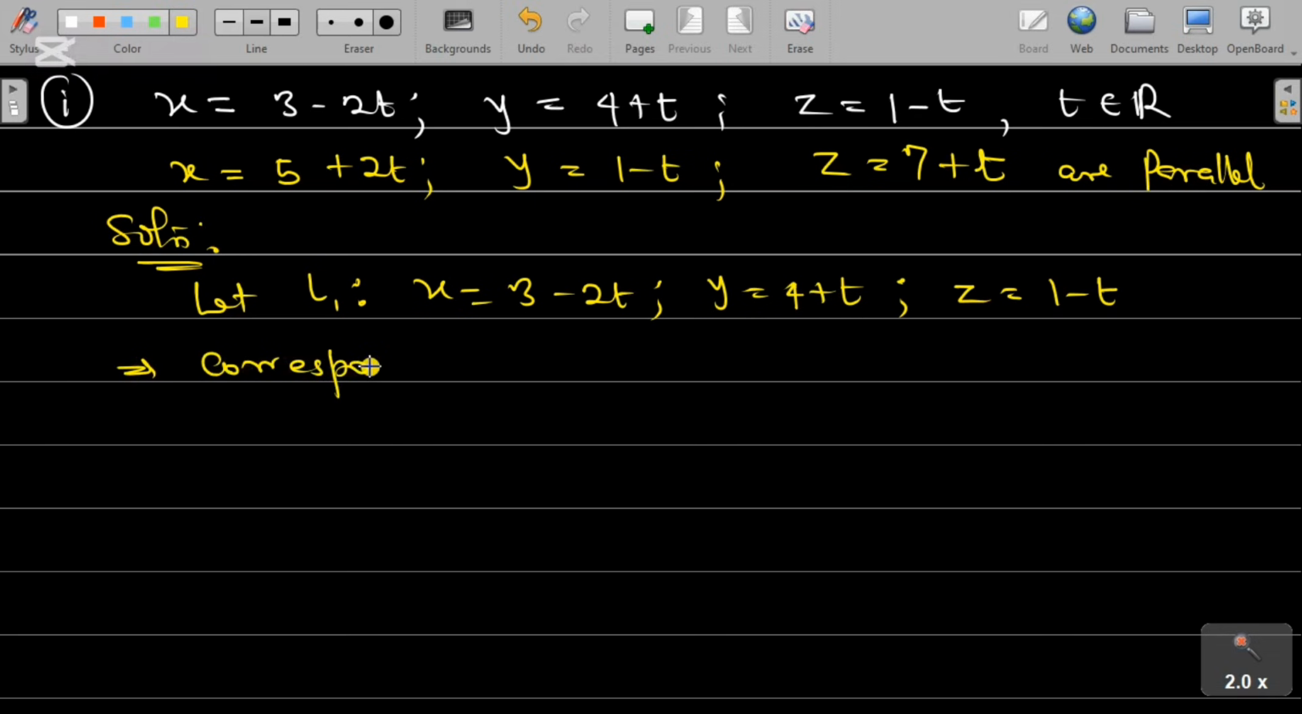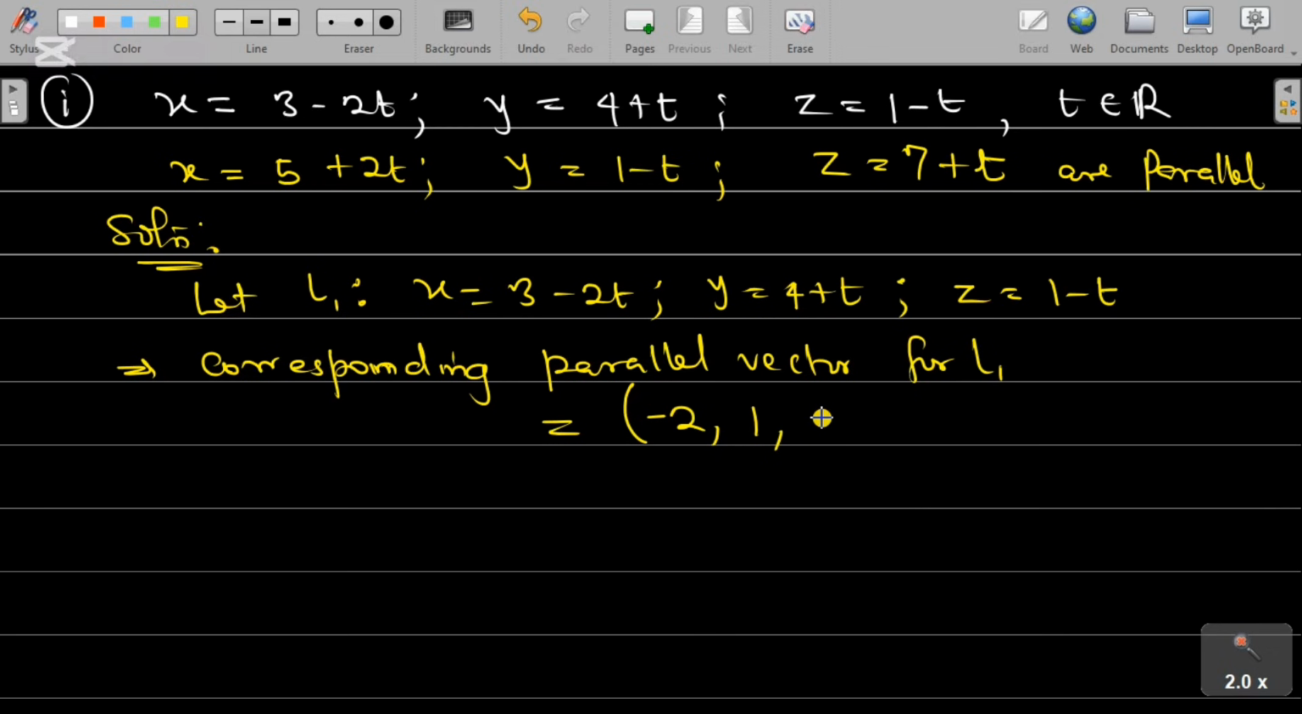I've already shown you how to pick out the parallel vector for any given line when the line is given in a parametric form, so that shouldn't be a problem. So the corresponding parallel vector for L1 will be equal to, they gave a space there for you to fill it, just pick out the coefficients of t, that's all. The coefficient of t here is -2, the coefficient of t here is 1, and the coefficient of t here is -1. So that is your parallel vector corresponding to this particular line, and they called it u1.